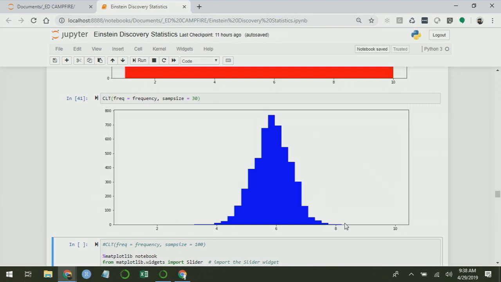This is the central limit theorem at work. No matter what distribution your data follows, the mean follows a normal distribution, and that allows us to perform statistical hypothesis tests on it.